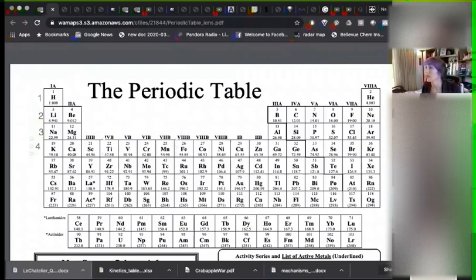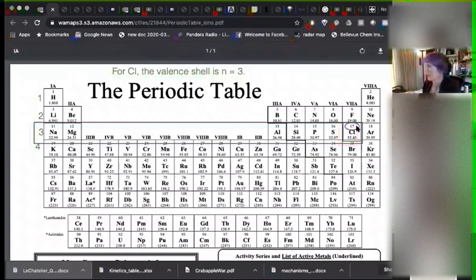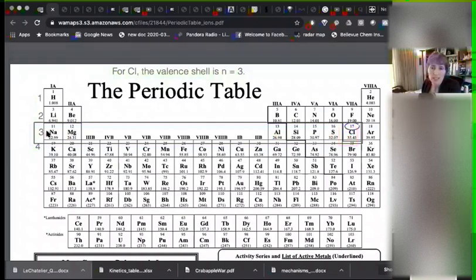And so I'm looking at this guy right here. The valence shell is going to be n equals 3. So for chlorine, I'm going to grab that. That's my valence shell right there. I know that I have a total of 17 electrons in chlorine, and I can just count the boxes. I can count 1, 2, 3, 4, 5, 6, 7 electrons in the valence shell. And that gets me all the way back to the previous noble gas.